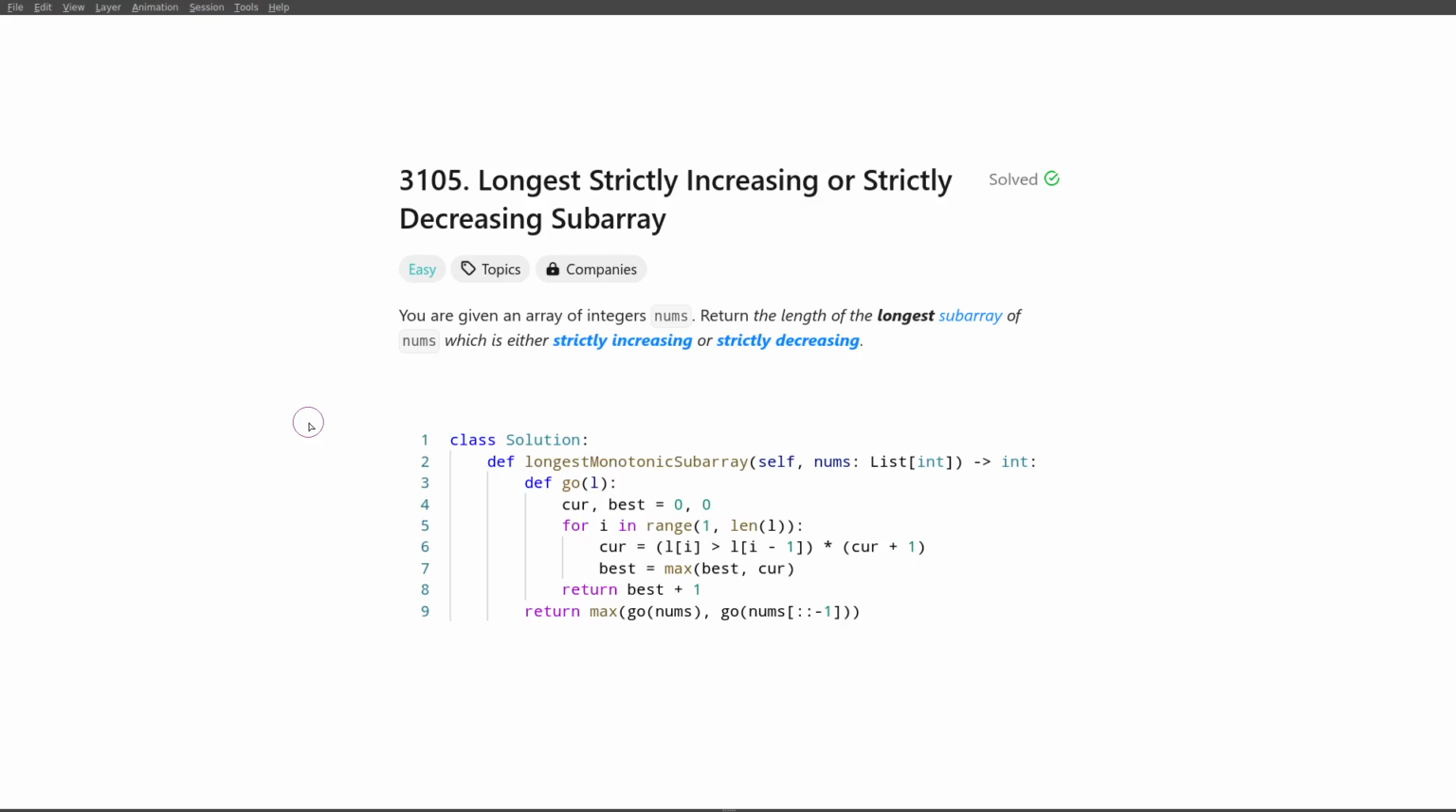Hello everyone! Today we'll talk about the solution to the problem longest strictly increasing or strictly decreasing subarray. This is an easy problem, so there's not much to talk about really, but I'll find some points that I want to touch on. First of all, we have this word subarray.